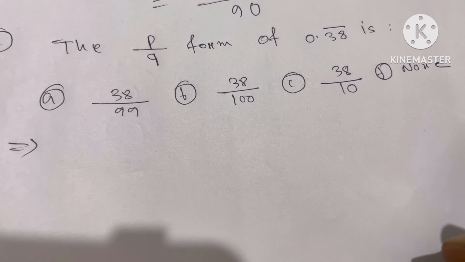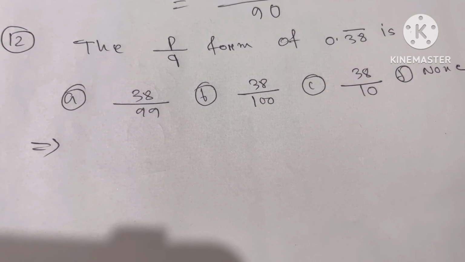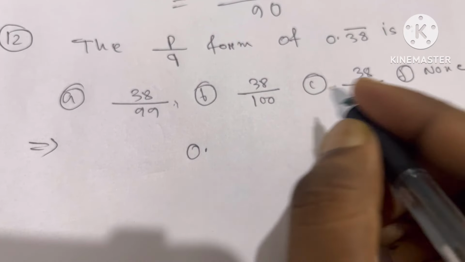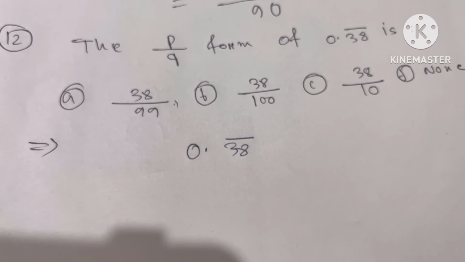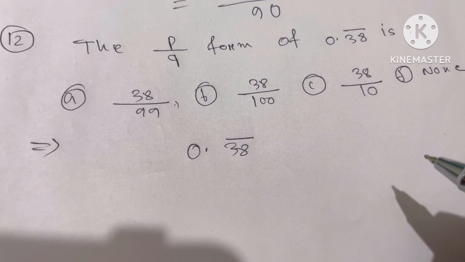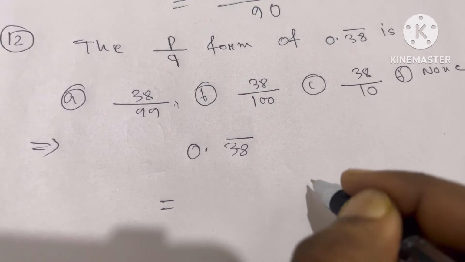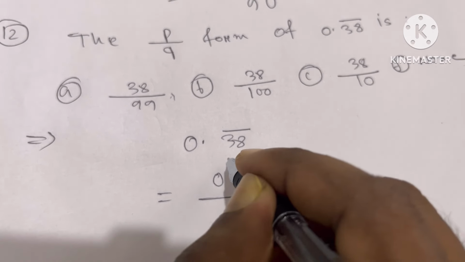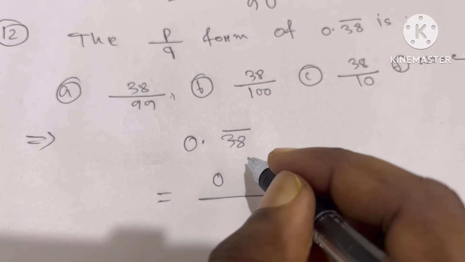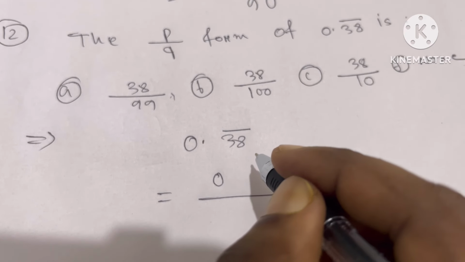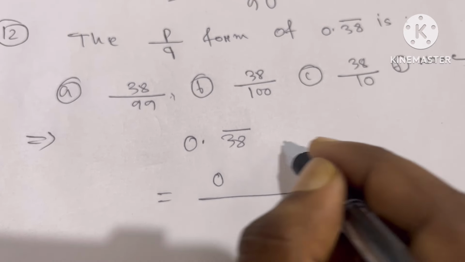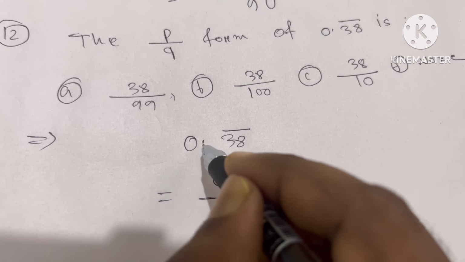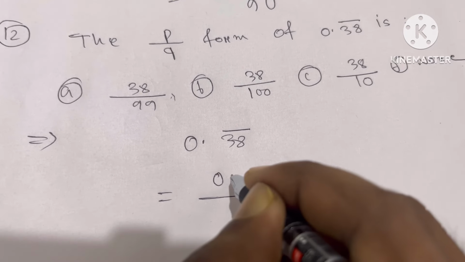Okay, question number 12. The p by q form of 0.38 bar is. So this is very simple, same like question number 11. This is non-terminating but repeating digits. How many digits are repeated here? 2. So in the denominator 2 digits will come. In the numerator, first you write the numbers removing the point and bar. Write all the digits, but remove the point and bar, so you'll get 38.